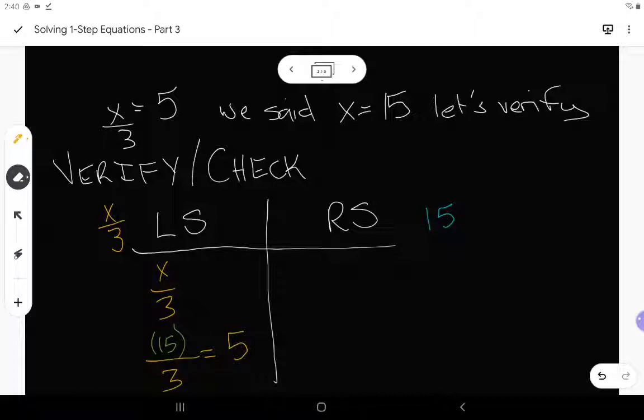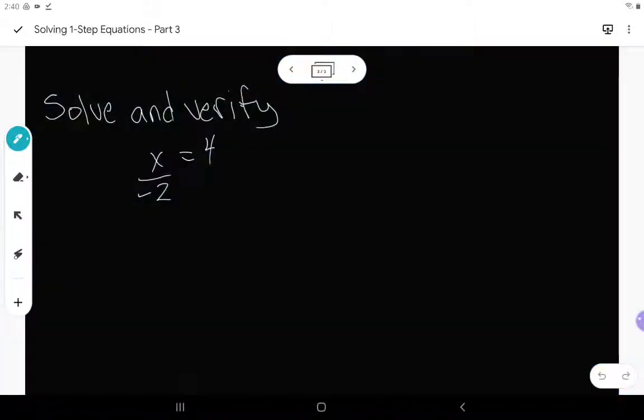Okay? On the right-hand side, we started off with 5. So I just fill in my 5. And we now have the same thing on the left as we have on the right, so we have the correct solution. And that's because 15 divided by 3 is 5. 15 had to be the missing number. What about this one here?